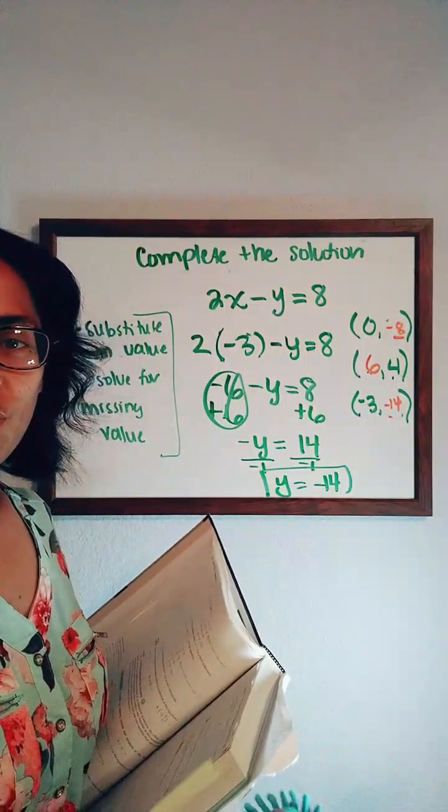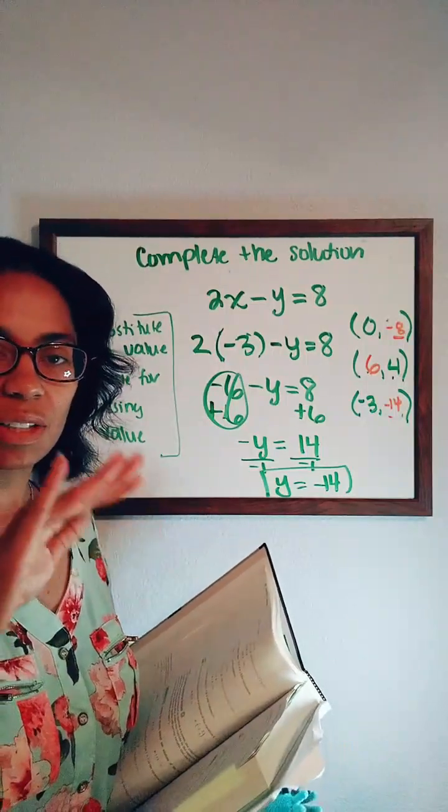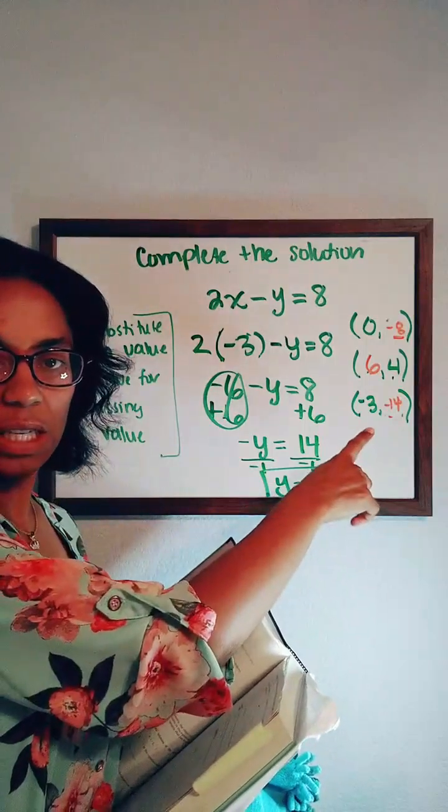How would you graph the last one? What do you mean? Like on a number, like 3 and 14? This right here?